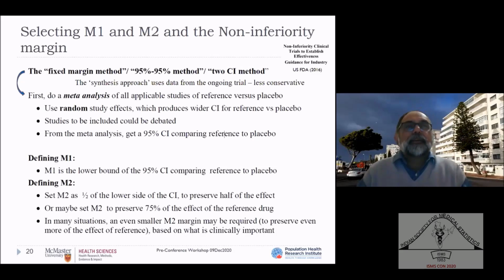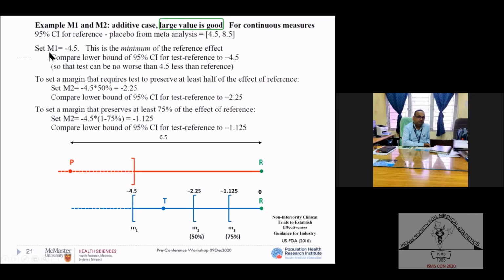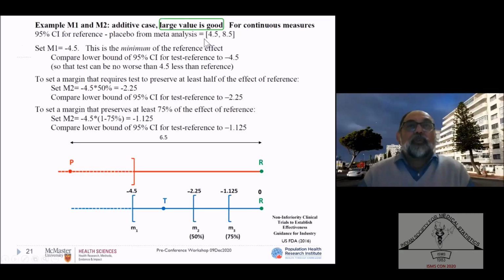How does this work? All right, let's look at an example. So suppose large values are good, and we have a continuous measure. So we're talking about the additive case, looking at differences. So let's say we do our meta-analysis, and the reference versus placebo 95% confidence interval goes from 4.5 to 8.5. And so M1 is what? It's 4.5, but because large values are good, we're looking at the lower bound, so we go to minus 4.5. This is the minimum of the reference effect, okay? So now we have M1.